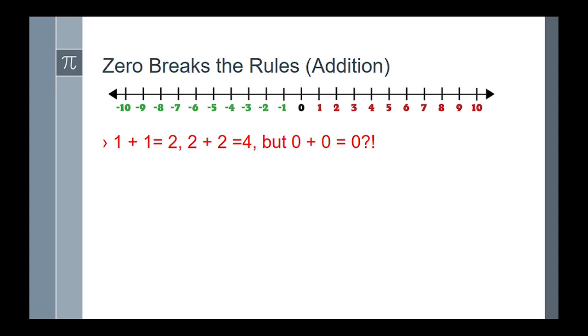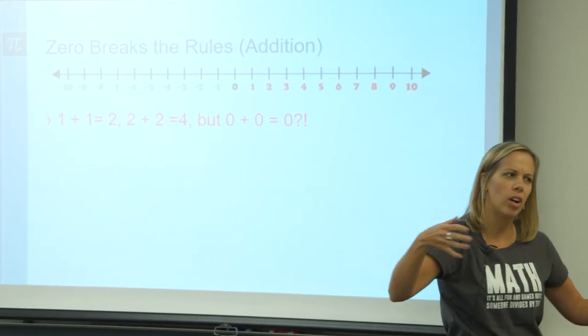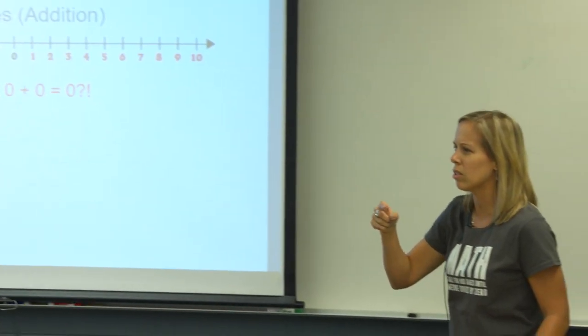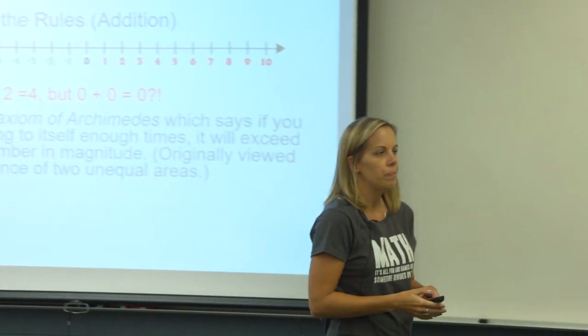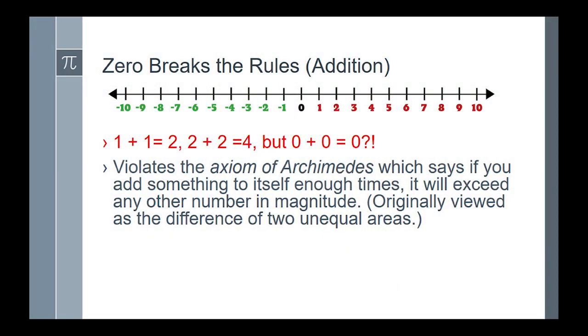So just thinking about the number line in general, when we're adding, so if we're at 1 and we add 1, well, now we're at 2, so we're getting larger. If we're at 2 and we add 2 to that, we're at 4, we're getting larger. But when we add 0 to 0, we don't go anywhere on the number line. We just stay where we're at. So this violated the axiom of Archimedes, which said, if you add something to itself enough times, it's eventually going to exceed everything else in magnitude or in size.